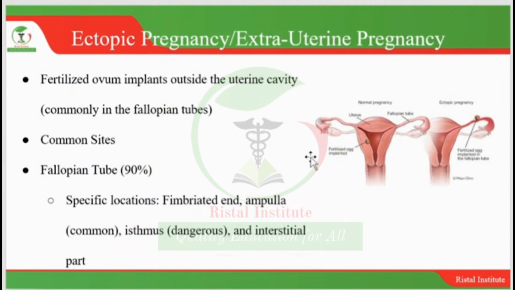Now, when we talk about ectopic pregnancy, we refer to the fertilized ovum being implanted outside the uterine cavity, normally in the fallopian tubes. So common sites include the fallopian tube, which constitutes 90%, like I stated before, the highest percentage. And specific locations include the fimbriated end, the ampulla, which is common, the isthmus, which is very dangerous in case it occurs there because it is a small area, and the interstitial part.